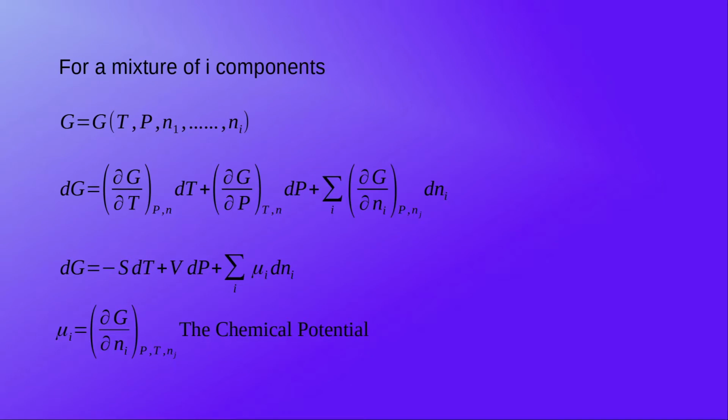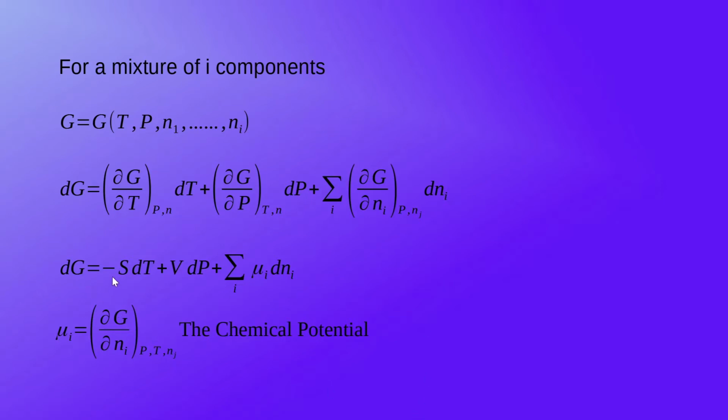For a mixture of I components, we know that the total Gibbs free energy is going to be a function of temperature, pressure, and the number of individual species in it. The change in Gibbs free energy is going to be equal to the change in Gibbs free energy with respect to temperature, plus the change with respect to pressure, plus the change in Gibbs free energy with respect to the change in number of moles of a particular species holding the other species constant.